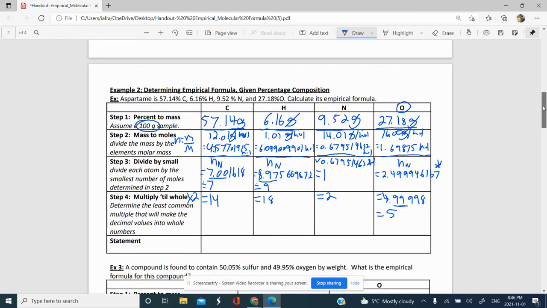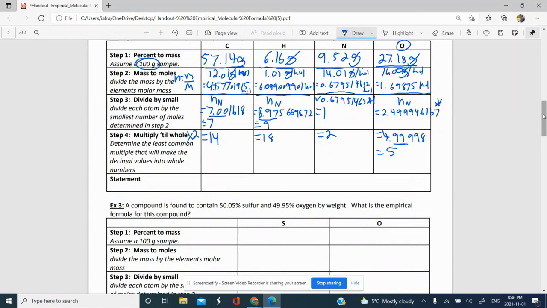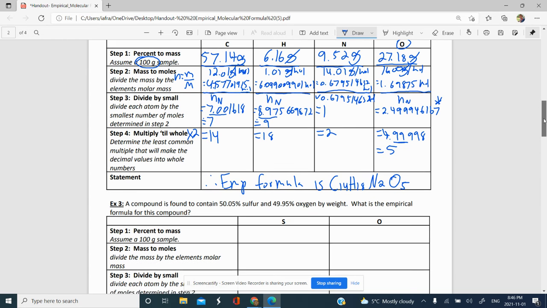And so now we found our final empirical formula. So therefore, the empirical formula is C14H18N2O5. That's our empirical formula for aspartame.